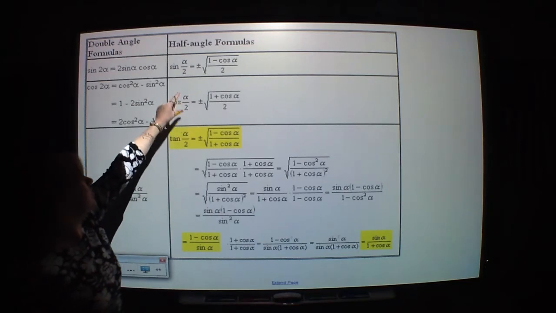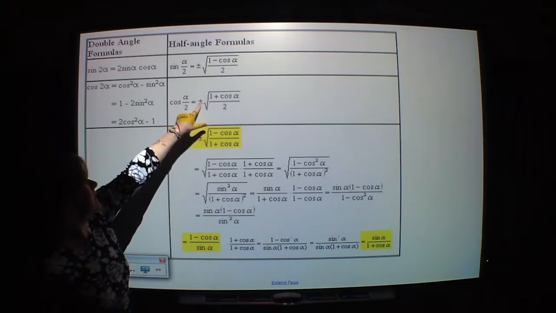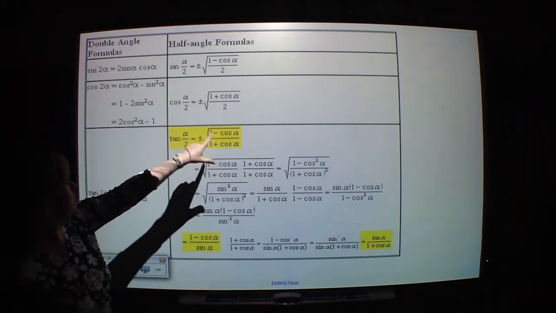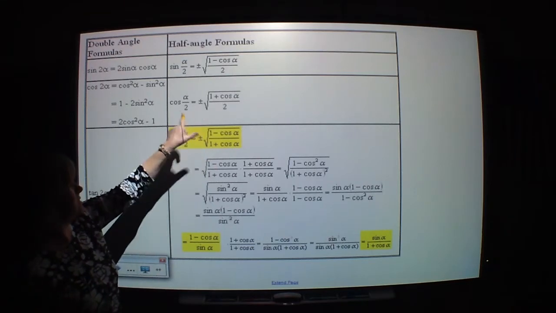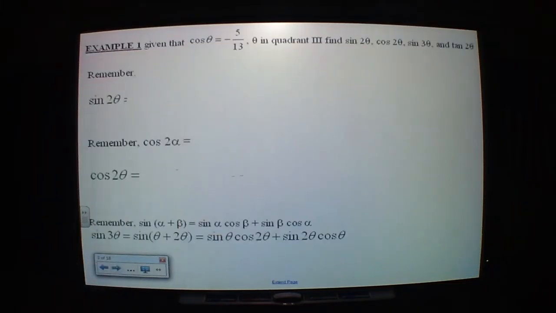Cosine of alpha over 2, look at what quadrant that's in. If it's in first or fourth, positive. Second or third, negative. Tangent, it'll be positive if it's in the first or third, negative if it's in the second or fourth. So that's why there's a plus or minus in front of all those. Okay? So let's go to the next for some examples.